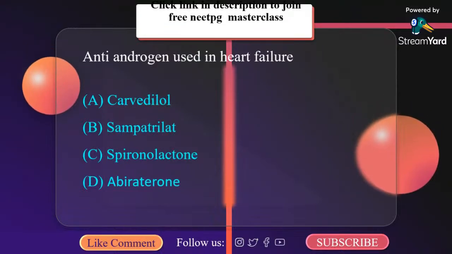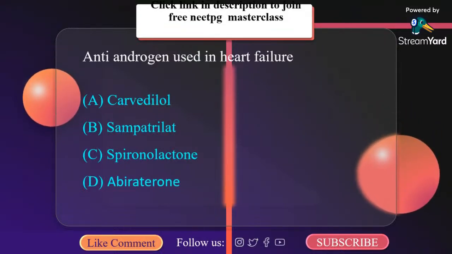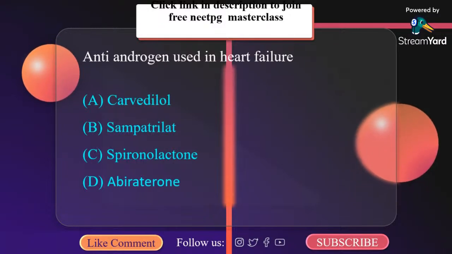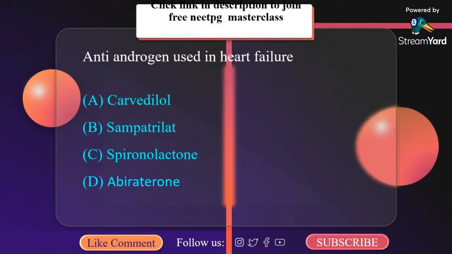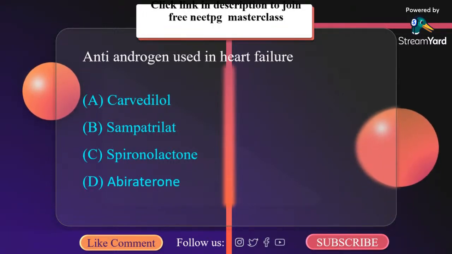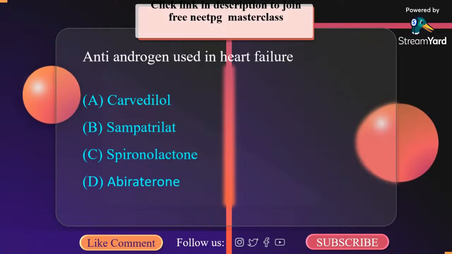Anti-androgen used in heart failure is A. Carvedilol, B. Spironolactone, C. Spironolactone, D. Amlodipine. It is spironolactone. Spironolactone and eplerenone are aldosterone antagonists. They are used as potassium-sparing diuretics. Their diuretic effect is quite feeble, but in congestive heart failure, these drugs reduce the mortality. So, spironolactone also causes anti-androgenic effects.